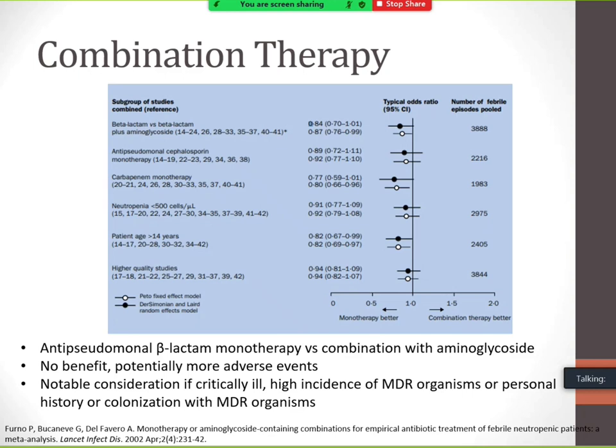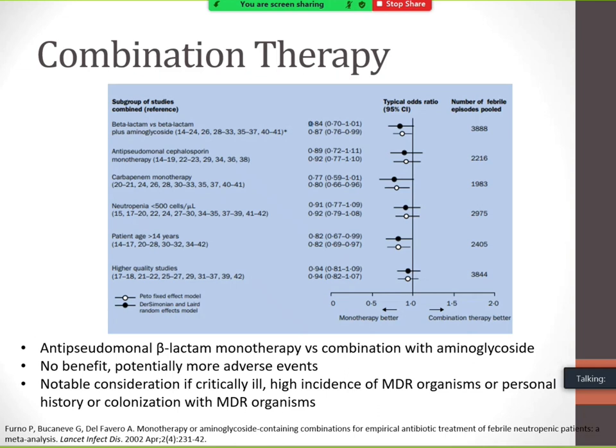This is looking at combination therapy. It was a study put out in Lancet Infectious Diseases in 2002. We've got these really sick patients, we're going to put them on cefepime, meropenem, piptazo. Why not add on an aminoglycoside when you get called in the middle of the night, just to double cover and make sure they do better?